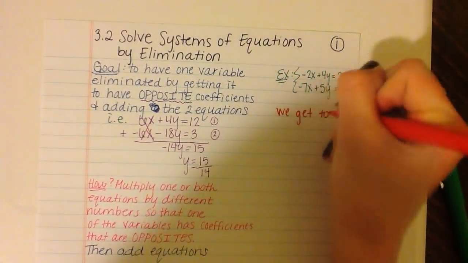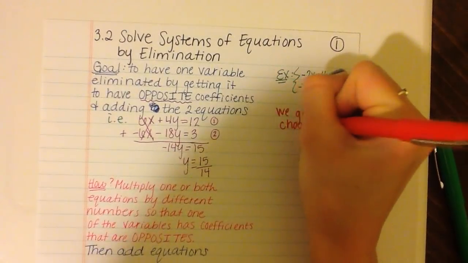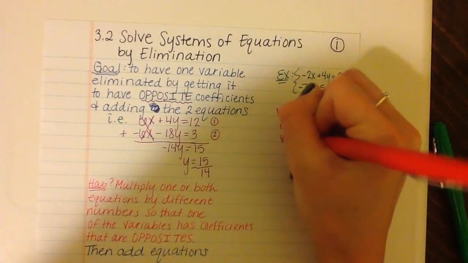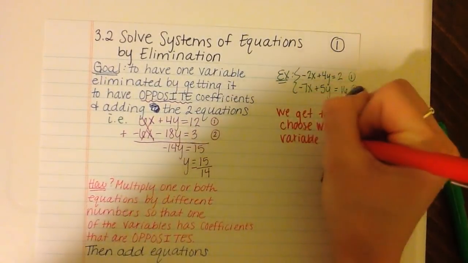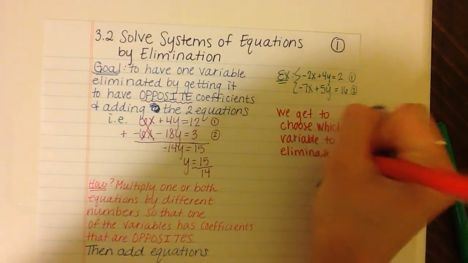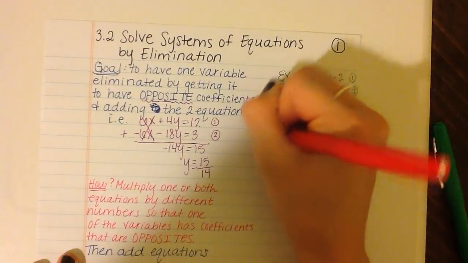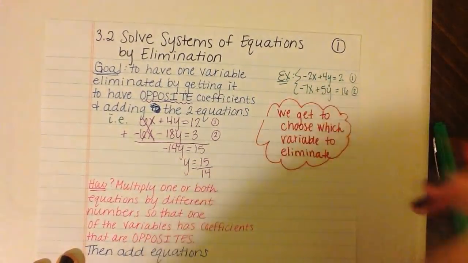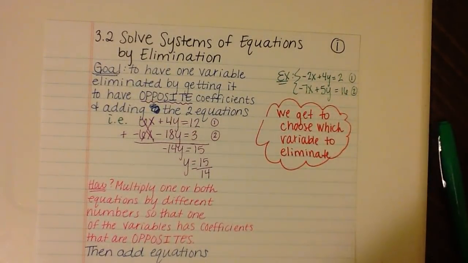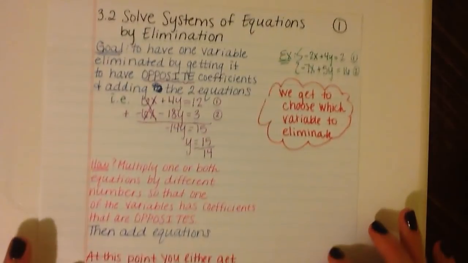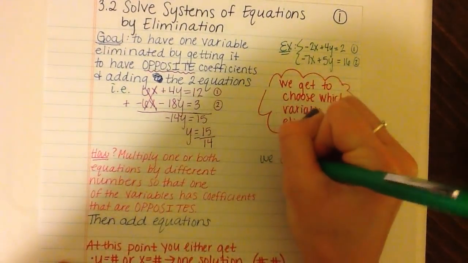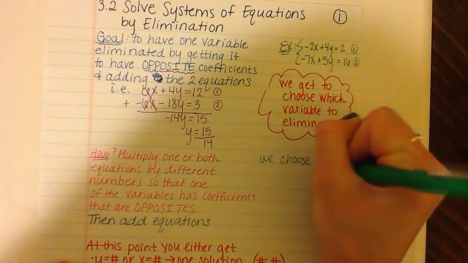we get to choose which variable to eliminate. Okay, so just remember that. So we can eliminate the x's or the y's. So in our example, we're going to choose the y.